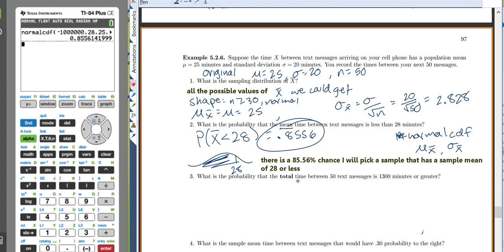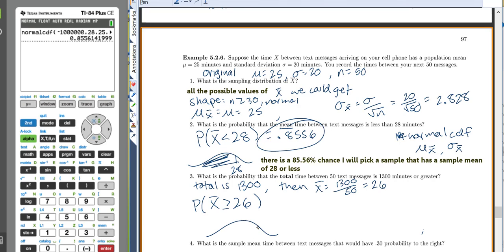So what's the probability that the total time between 50 text messages is 1300 minutes or greater? We haven't talked about total time, but we could figure this out, because if the total is 1300, then the x bar would just be our total divided by 50, which is 26. So we're looking for the probability that x bar is greater than or equal to 26. So here's my 26. I'm looking for the area to the right.